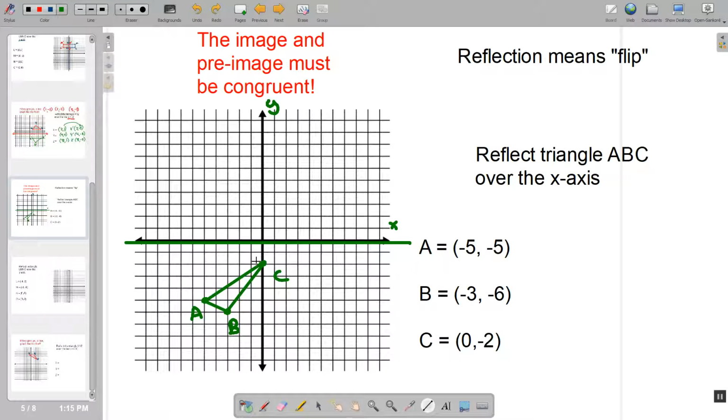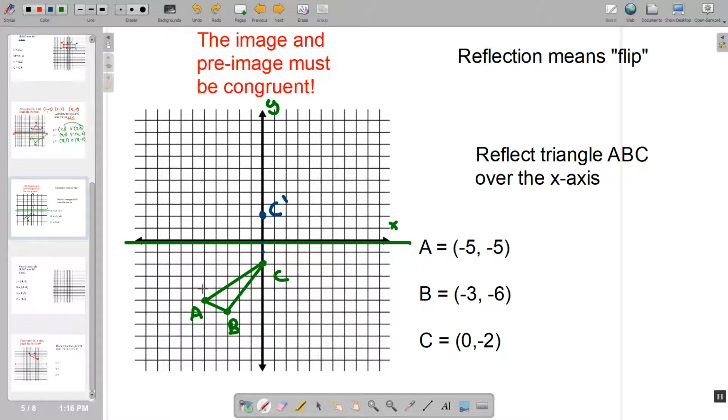So now let's do our reflection. The best way to do a reflection is to simply count the distance away from the point of reflection, which is the x-axis, and then go the same distance away in the opposite direction. So C is 2 units away down. So we're going to make it go 2 units away up. So C prime is right here.